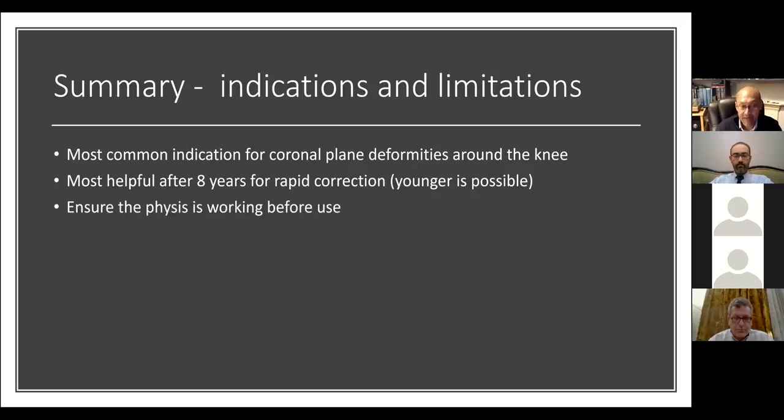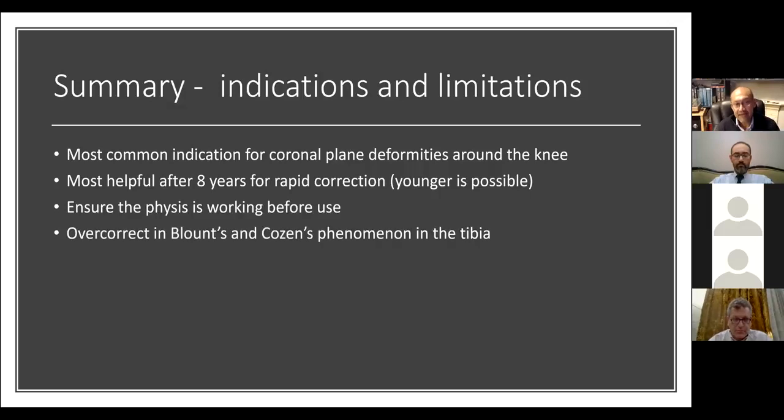Always try to check, before you recommend this treatment, that when you are applying this on the convex side of the deformity, the other side of the physis is actually working. And finally, there are 2 conditions where you must remember to overcorrect, because it will be embarrassing if you get the mechanical axis in a perfect position, in Blount's and in Cozen's phenomena, take the 8-plate or the staples out, and only find that within 6 months the deformity rebounds and recurs.